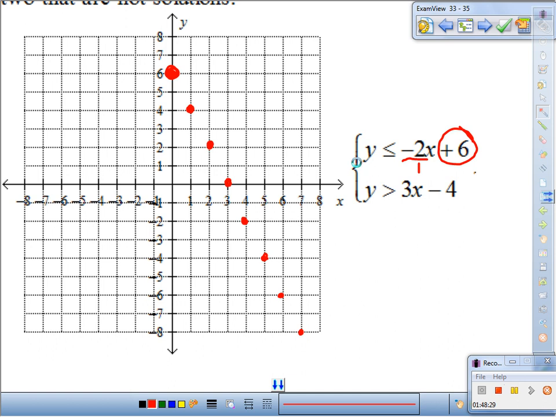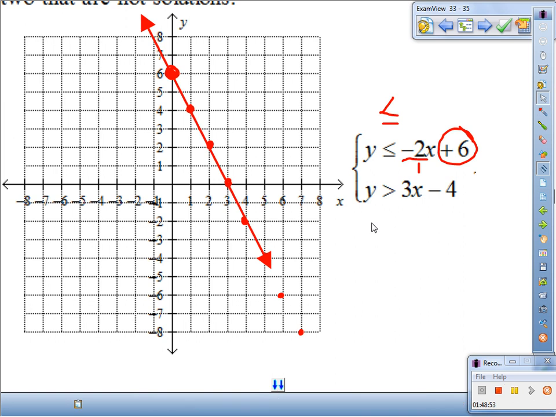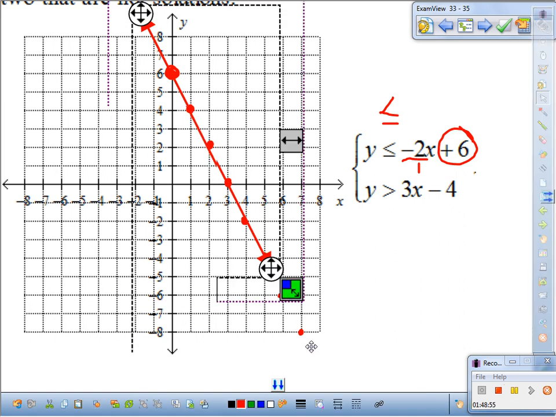Now, to find out what kind of line it is, to see if it's dashed or solid, you need to use the inequality. Let's see. What kind of inequality? Yes, it's a solid line because it has that equal sign. So make sure you graph going through all the points, all the way through.